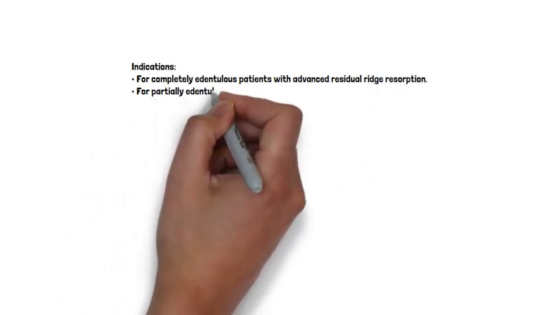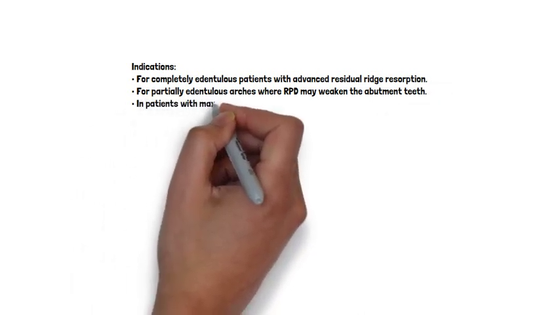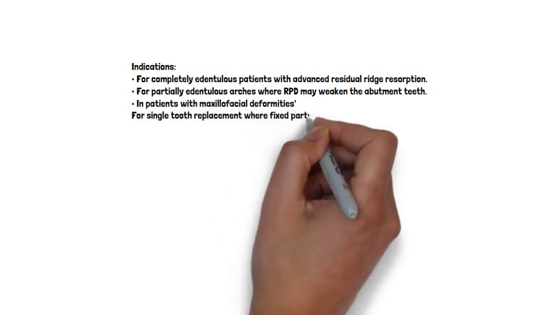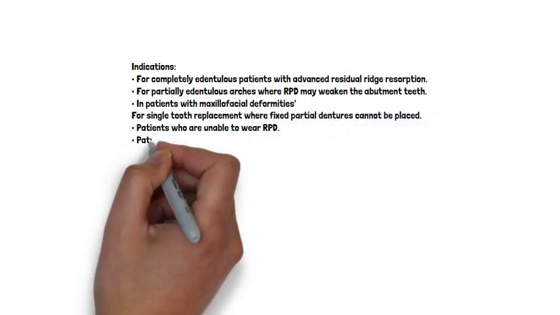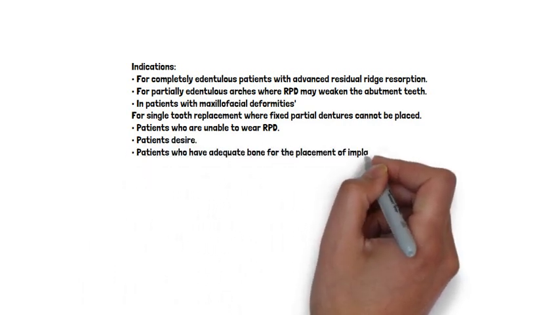Indications. For completely edentulous patients with advanced residual ridge resorption. For partially edentulous arches where RPD may weaken the abutment teeth. In patients with maxillofacial deformities. For single tooth replacement where fixed partial dentures cannot be placed. Patients who are unable to wear RPD. Patient desire. Patients who have adequate bone for the placement of implants.